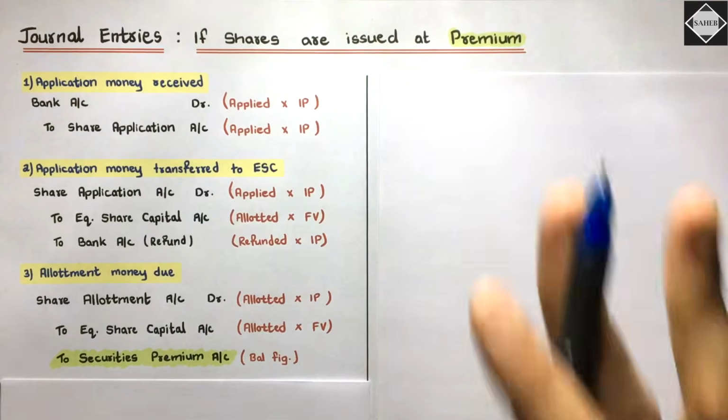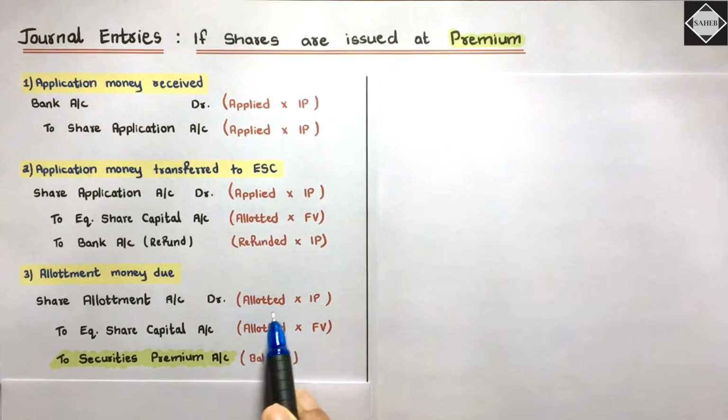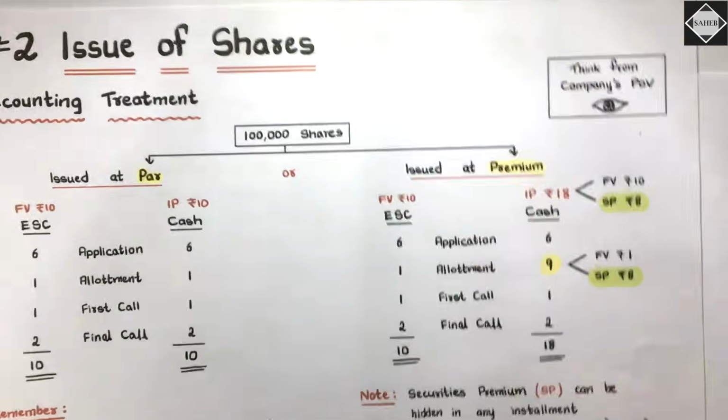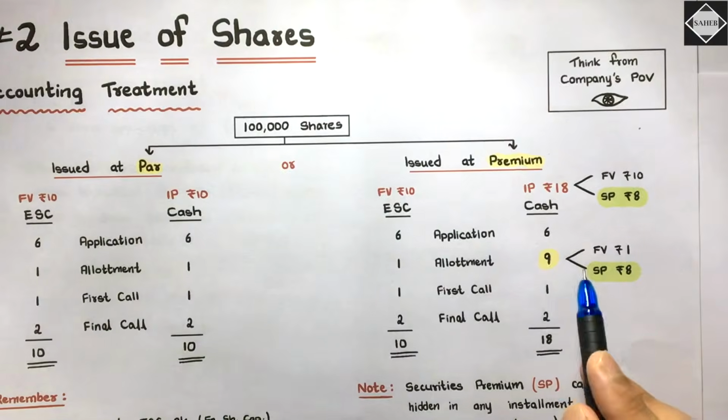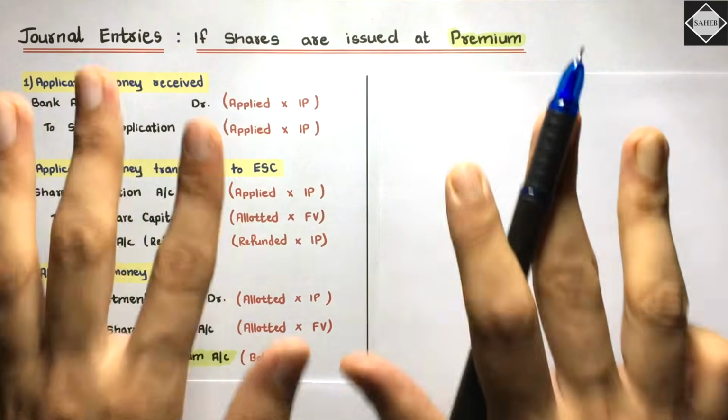What is the logic of this entry? Let's understand. Share allotment account you will debit. How many shares have been allotted? 1 lakh. 1 lakh into IP. IP means what? Allotment part of IP, 9 rupees. 1 lakh into 9 you will do. So 9 lakh you will debit. Share allotment account 9 lakh. Okay, 9 lakh money has to come on allotment.